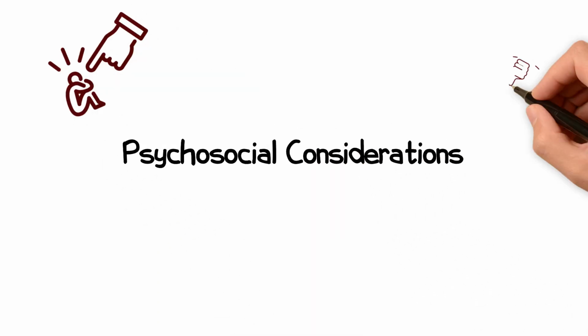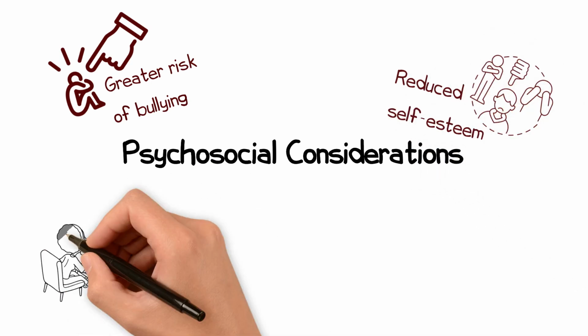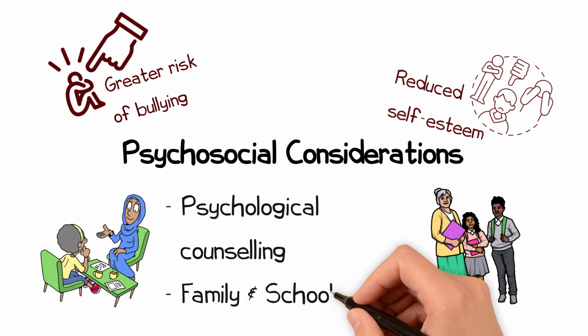Given the visible nature of the deformity, children with microtia are at a greater risk of bullying and reduced self-esteem. Therefore, psychological counselling and support from family and school form an essential aspect of their care.